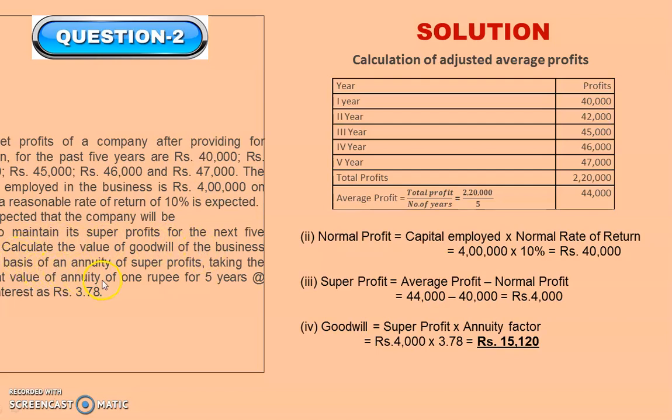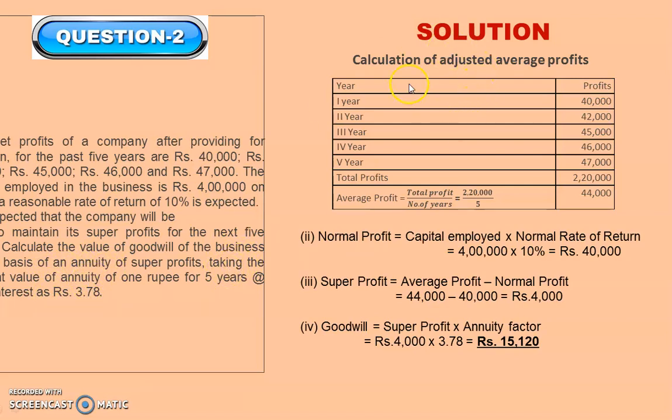on the basis of annuity of super profit, taking the present value of annuity of 1 rupee for 5 years at the rate of 10% interest is rupees 3.78. So the annuity factor is 3.78 for 5 years purchase.